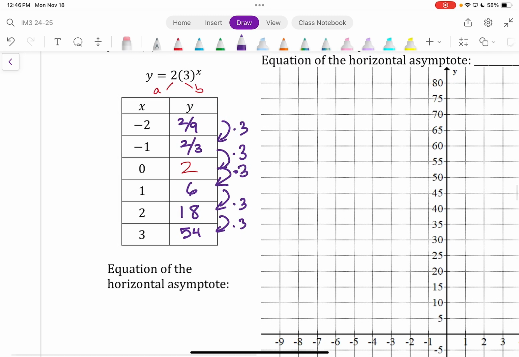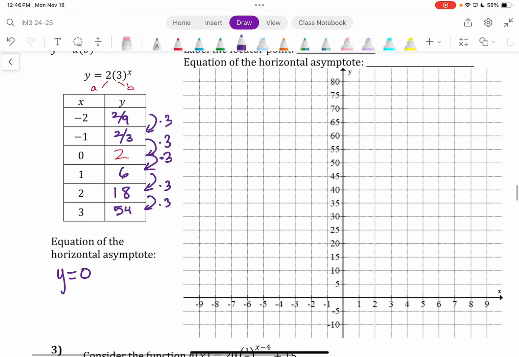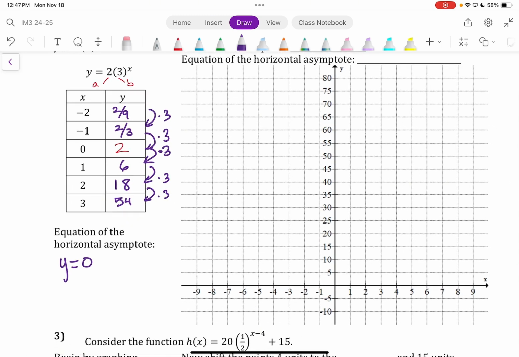The equation of the horizontal asymptote is always y equals 0 unless there's a transformation that moves it up or down. Okay, so let's graph this. This is in purple. We start at 0 and 2, 1 and 6, 2 and 18, 3 and 54. Going the other way, it's going to get kind of small here, but -1 and 2/3, -2 and 2/9. It's going to be really hard to graph it, but it's okay.